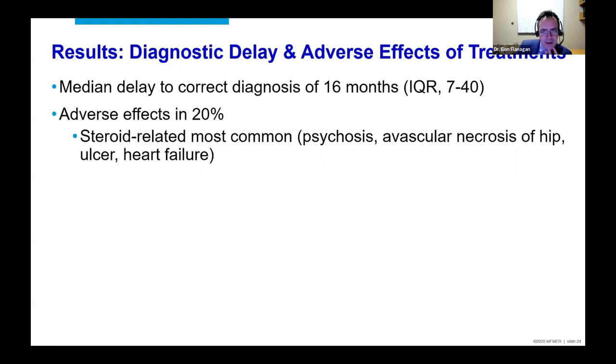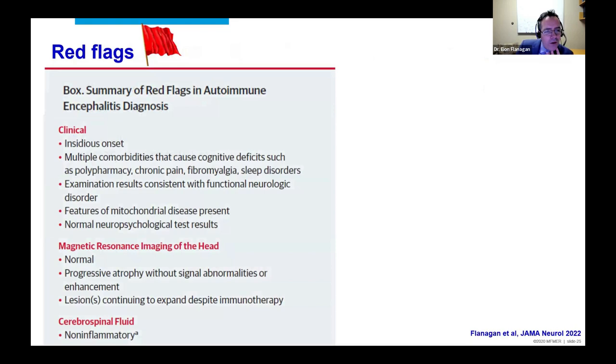So in summary, what did we find that were some of the markers that doctors and patients should look out for that might suggest it's not really autoimmune encephalitis? Well, if it comes on very slowly, it's less likely to be autoimmune encephalitis. Autoimmune encephalitis usually comes on very quickly, and patients often present to the hospital. Sometimes there were other reasons for their memory difficulties, for example, lots of medications, a lot of pain, insomnia, migraine, etc., that sometimes was a contributor.